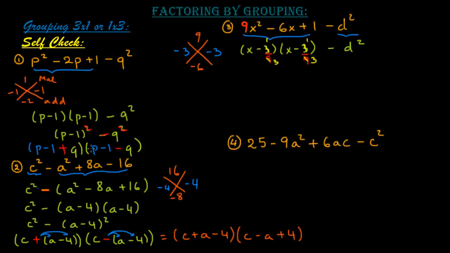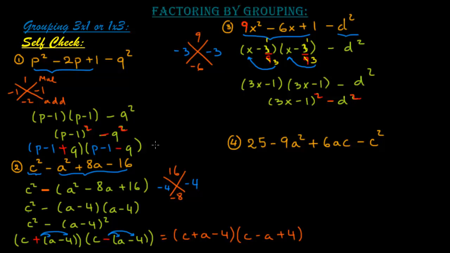And since we don't like fractions, I'm going to move the 3 forward. So I'll move 3 forward on both terms. So you will have 3x minus 1 times 3x minus 1 minus d squared. Since it is multiplied twice, you can write it as 3x minus 1 squared minus d squared. Then we can apply the difference of squares.